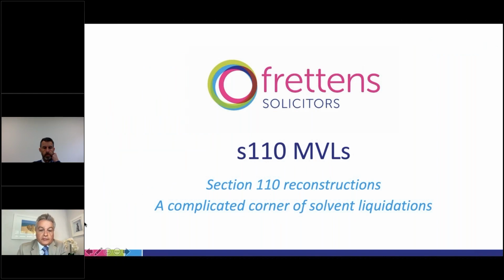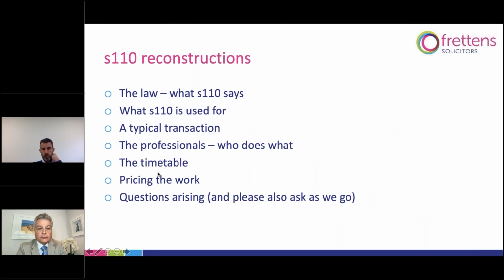Today we're going to be looking at Section 110 reconstructions in the context of MVLs, which is quite a complicated corner of solvent liquidation work. These are the points I'm going to be covering. I'll start by looking at what Section 110 actually says, what the conditions are for a Section 110 reconstruction.